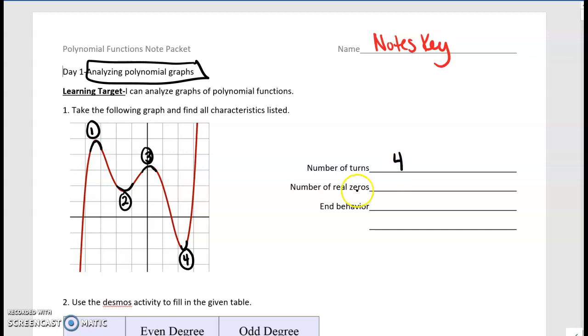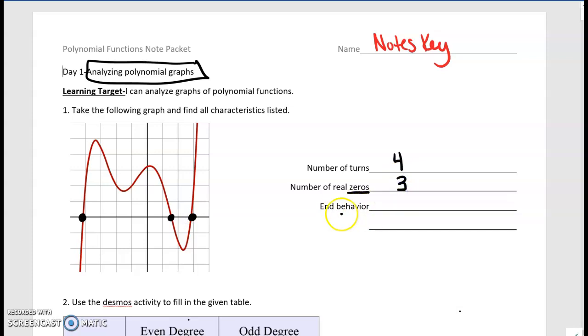The number of real zeros, we've seen that when we were talking about the quadratics units. When we think about zeros, we think about those x-intercepts. So if I'm looking at this graph and I'm asking myself, how many x-intercepts does it have? It looks like it crosses here, here, and here. So this has 3 real zeros.